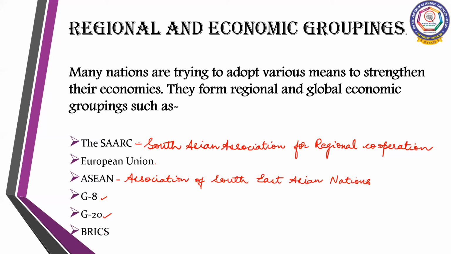And the next regional and global economic grouping is the BRICS. It is a grouping which has been formed by 5 countries. B stands for Brazil, R for Russia, I for India, C for China, and S for South Africa.